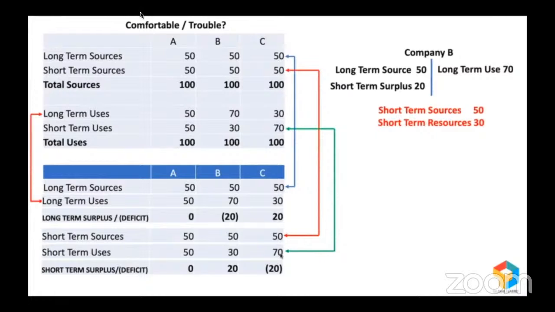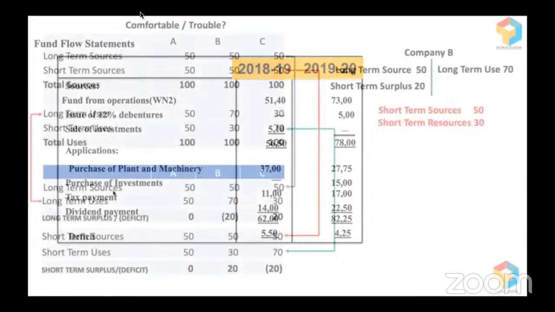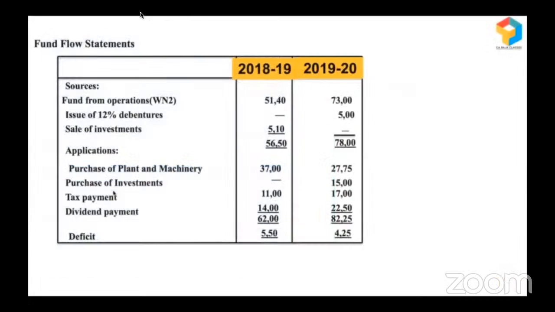Let me give you a real life fund flow statement. It will look something like this. Okay, it's basically part of it. Look, here you have the sources and here you have the applications. Sources we basically call long-term sources. Applications we call long-term uses, like what we have seen here. Okay, now look at this.